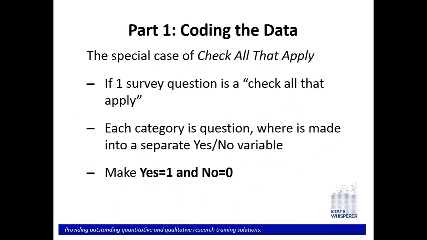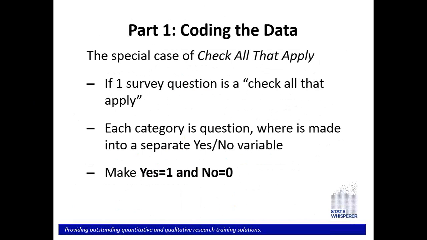Now the special case of check all that apply. You'll notice in some surveys, they'll have a question and it'll say, in parentheses, check all that apply. In this case, when you have a check all that apply, you have to make each response a yes/no category. So it might be one item with check all that apply to 5 little subcategories. Each of those subcategories has to be a yes/no variable because people can have all sorts of patterns in what they say yes or no to.